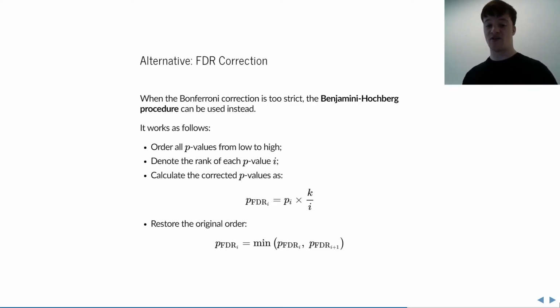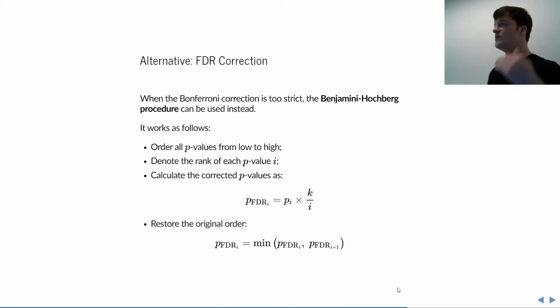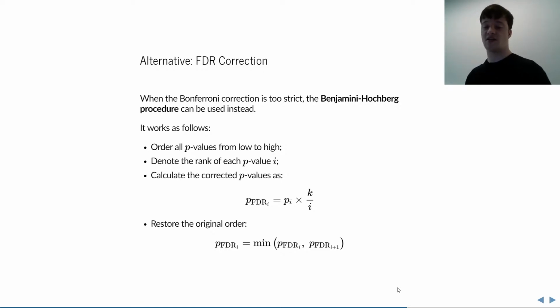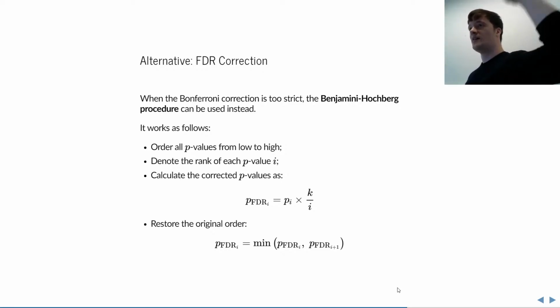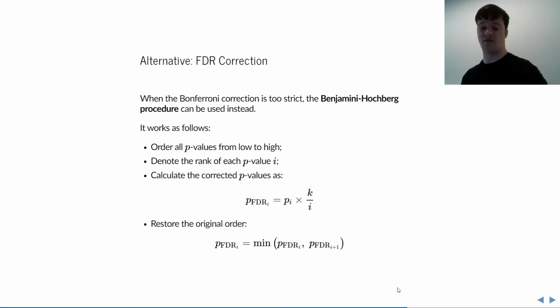That's the important part. Then there is a minor addition to it, because doing this, you're going to multiply every p-value by a smaller amount, so that might change the original order of the p-values, and we don't want that. We restore the original order by saying that every p-value must be at least as low as the one next to it, because that preserves the original order: the most significant p-value is still the most significant one, the second most significant p-value is still the second most significant one.